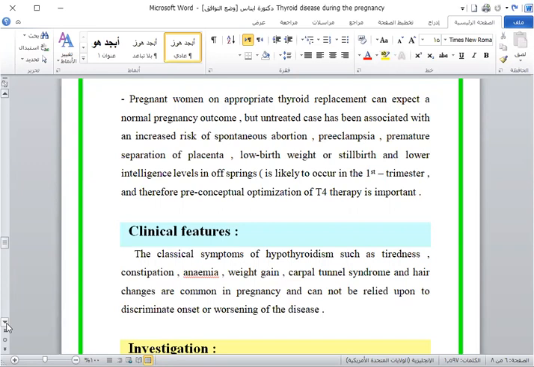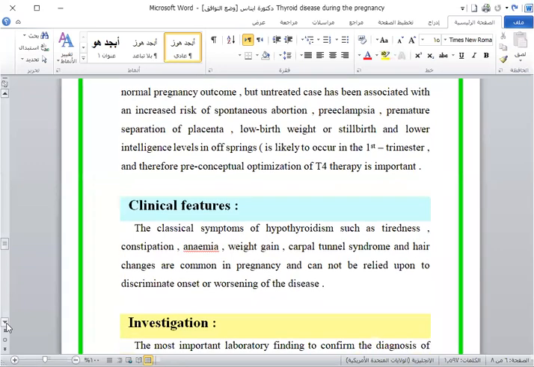Constipation تعرفوها ممكن يكون due to progesterone effect of pregnancy. Anemia ممكن increase demand. Weight gain normal pregnancy. Carpal tunnel syndrome محتمل سببه الفلويد، يعني overload، زين. Hair change محتمل قابل normal pregnancy. فصفاتها والكلينيكال فيتشر مالت الهايبوثايروديزم أيضا مشتركة مع normal pregnancy، زين.